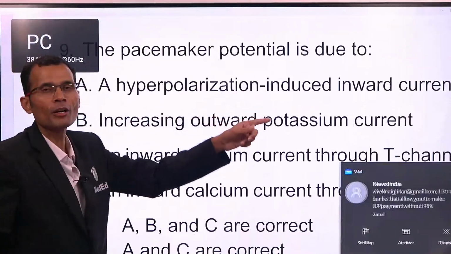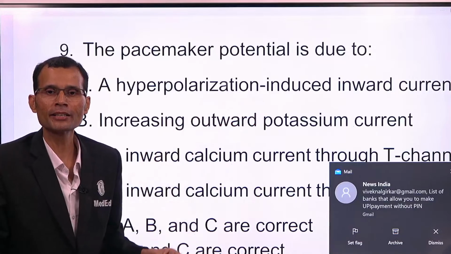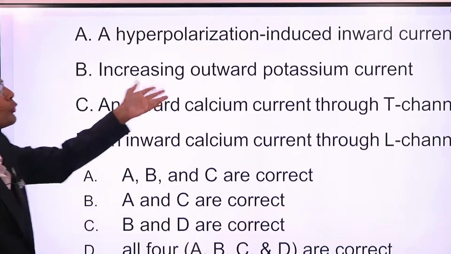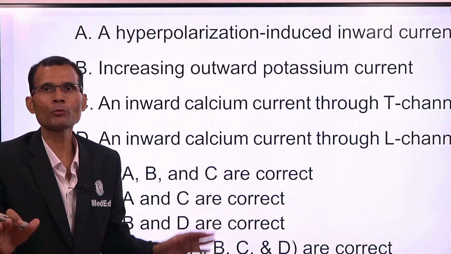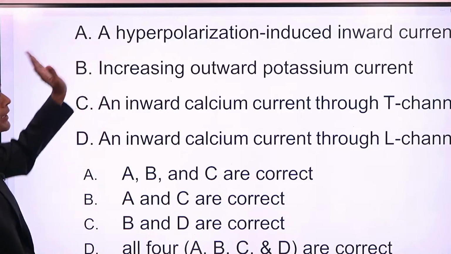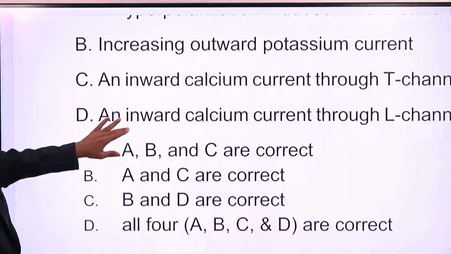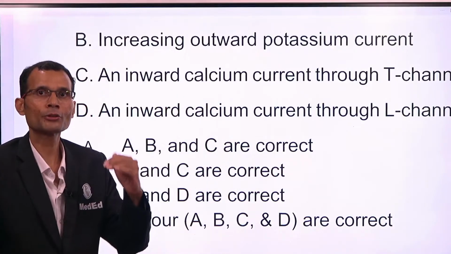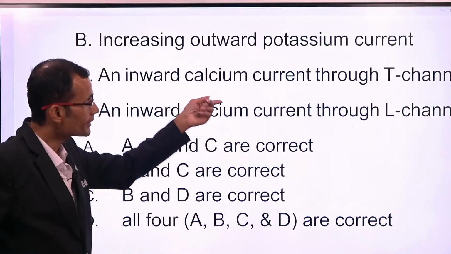Hyperpolarization induced inward current, the sodium funny current, yes, that is involved, correct. And an increasing outward potassium current is not needed, that will not cause depolarization. We need inward currents, so B is not involved. Then C, an inward calcium current through T channels, yes, it brings the potential to threshold because of it.